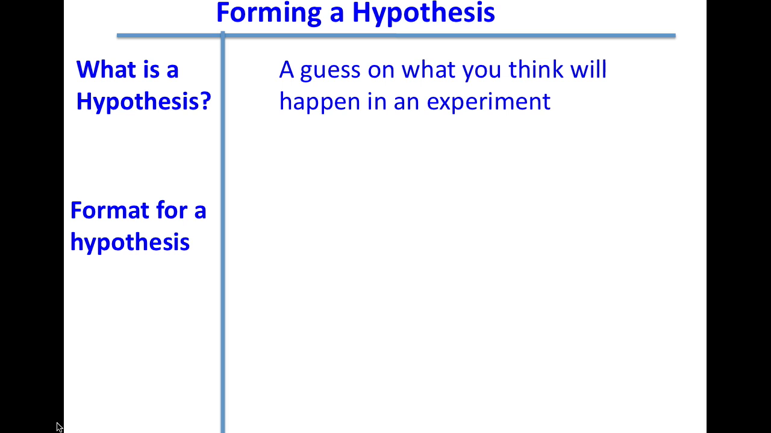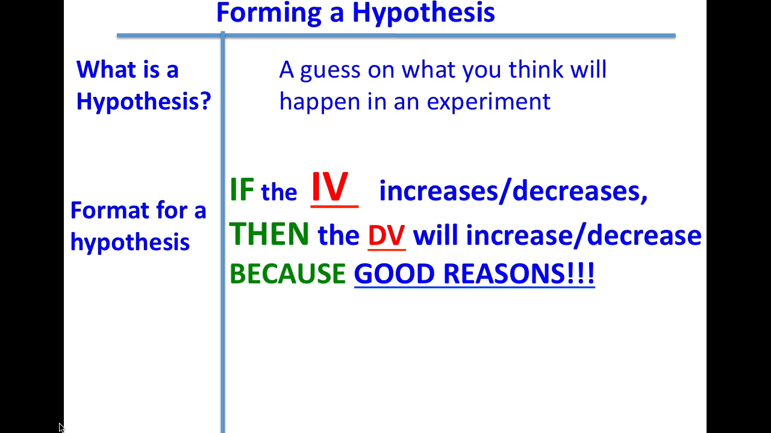Now, just like we had a specific format on how to write a research question, there is a specific format I want you to follow for your lab reports. The format is: if the independent variable, and you have to choose one of these, increases or if the independent variable decreases, then the DV will increase or the DV will decrease because of these great and educated reasons. Okay, so just go ahead and write this down, and then I'm going to give you a few examples to get you started.